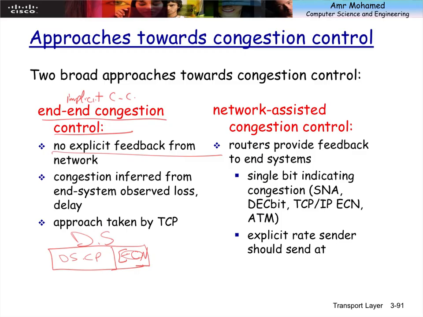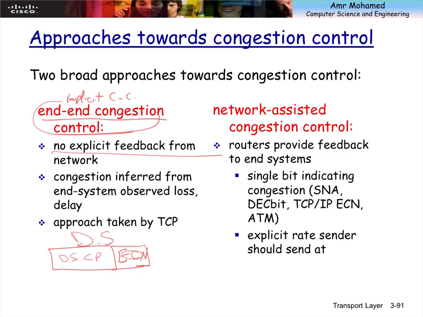So IP is designed to actually provide explicit congestion notification. But it was never used in TCP or by TCP. So TCP chose to use end-to-end congestion control instead of using the explicit. Why? Because it tries to maintain that layer isolation. Otherwise, you have hundreds of routers.